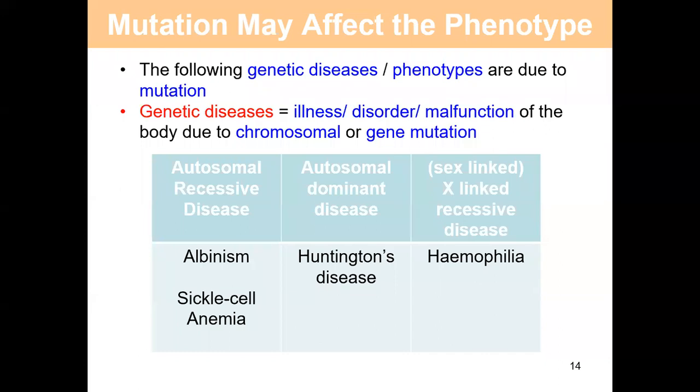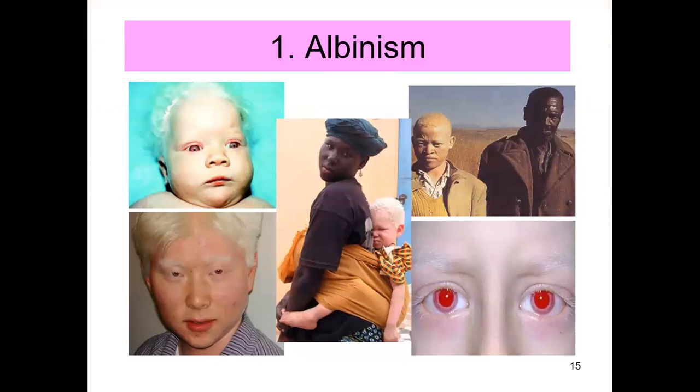Okay, so these 4 types of phenotype due to mutation are what you're going to learn. Albinism and sickle cell anemia are due to autosomal recessive alleles. Huntington disease is an autosomal dominant disease. Haemophilia is a sex-linked recessive disease. Okay, so let's look at albinism first.